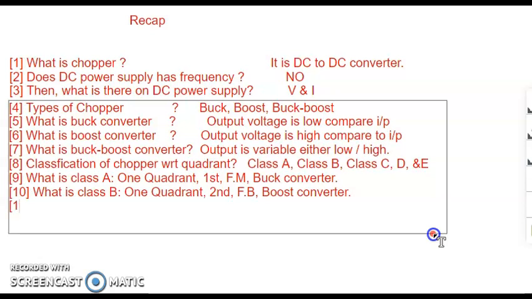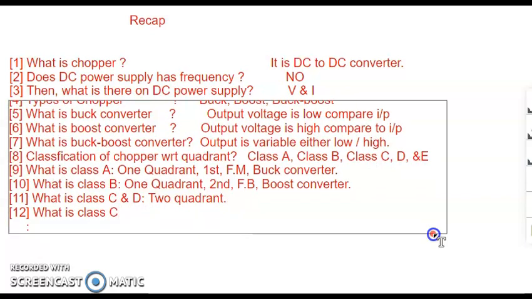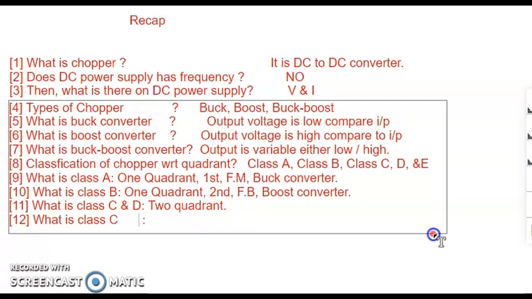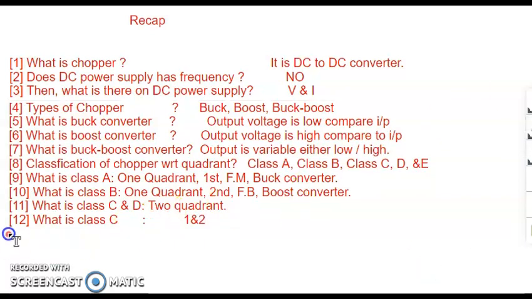The next one. What is class C and class D? Both are two quadrant operations. What is class C? Class C is a two quadrant. What are the two quadrants? 1 and 2. These are the two quadrants. 1 and 2 is a two quadrant.